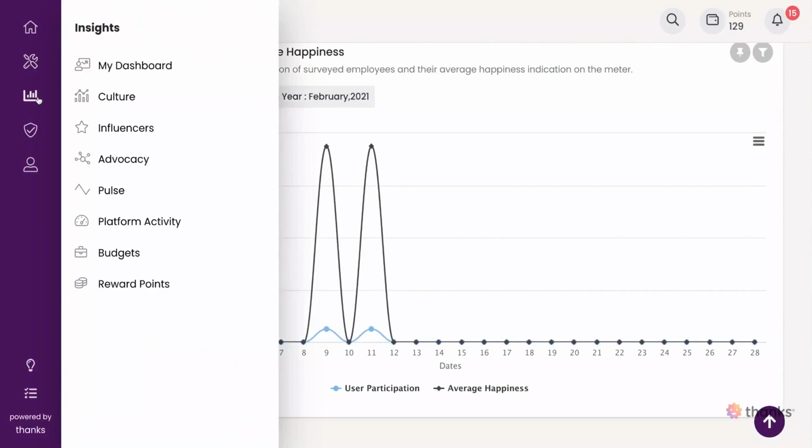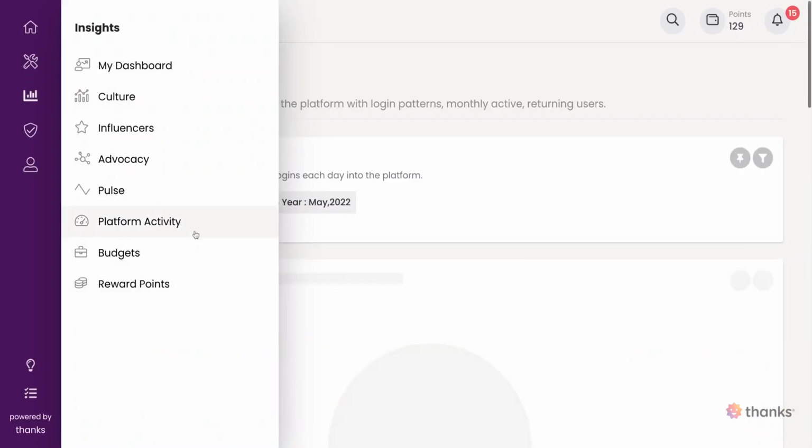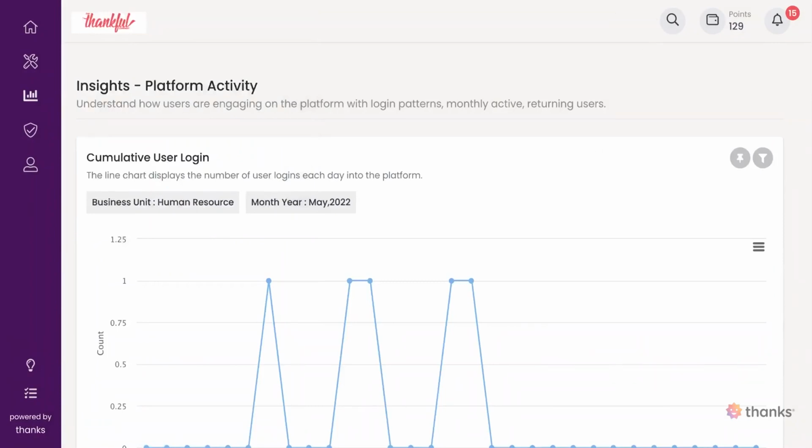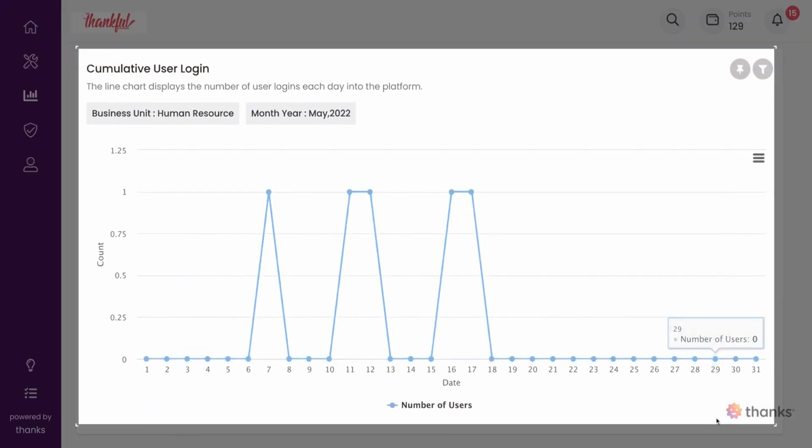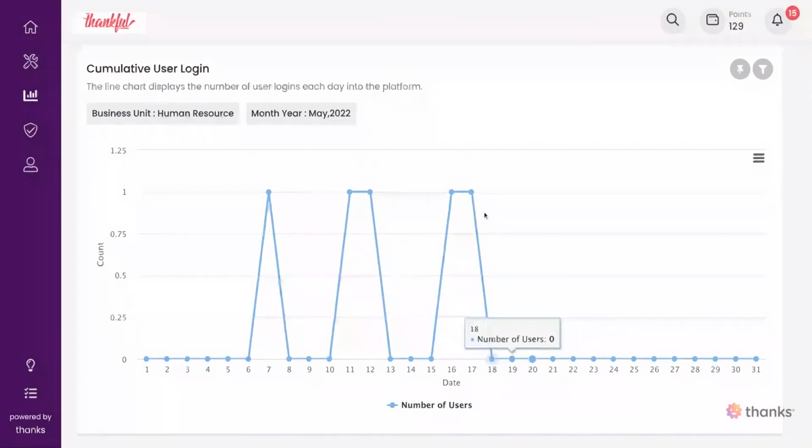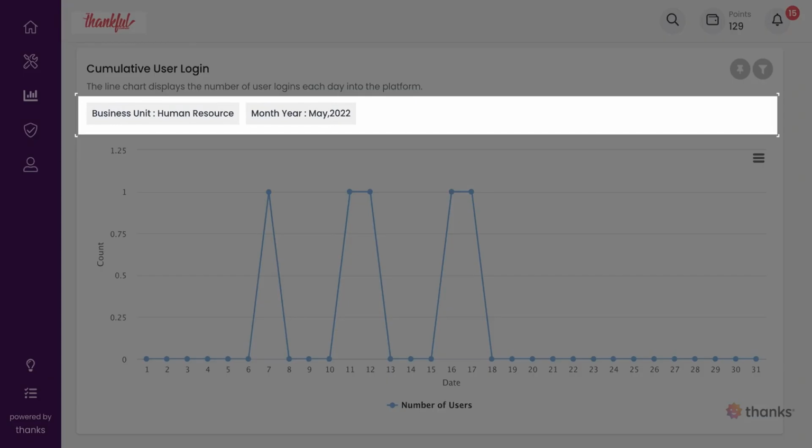This page gives us the insights of how well the employees are engaging on the platform. Let's look at the various parameters one by one. The first graph will give you the number of user logins to the platform for each day. You can set the date range by applying filters and have a look at the desired data points.